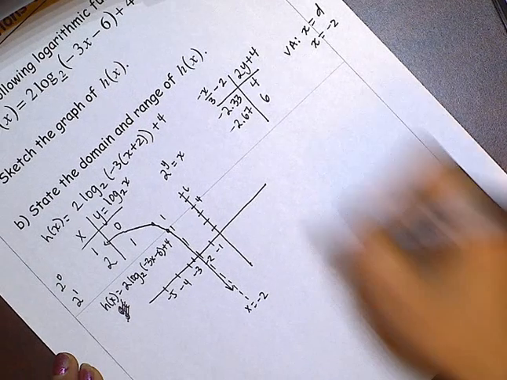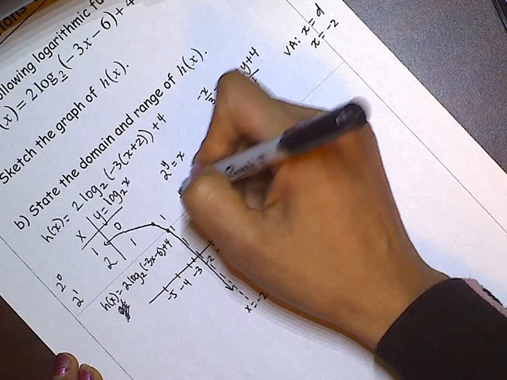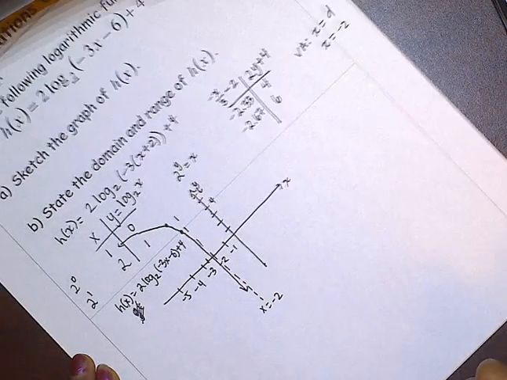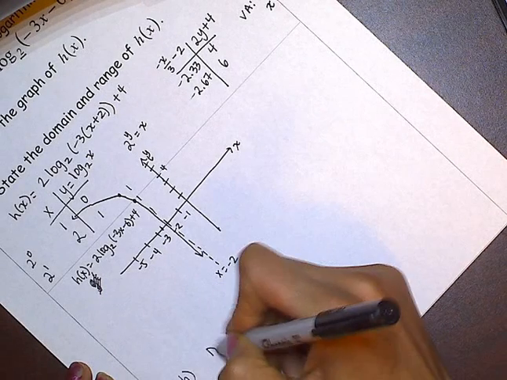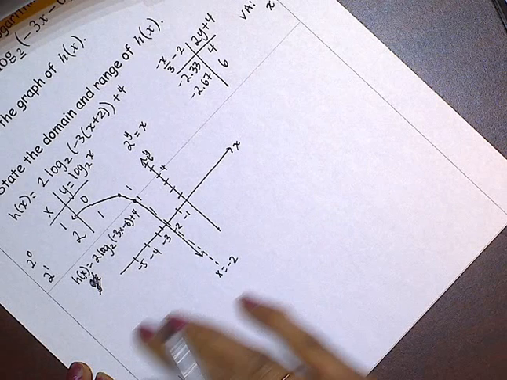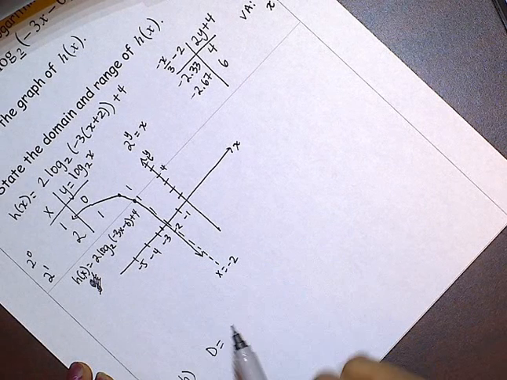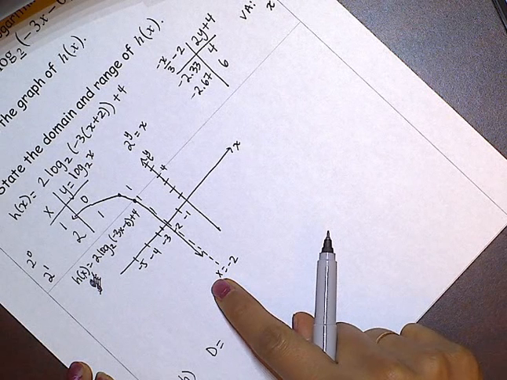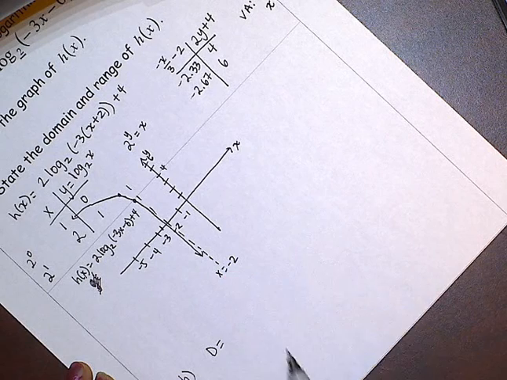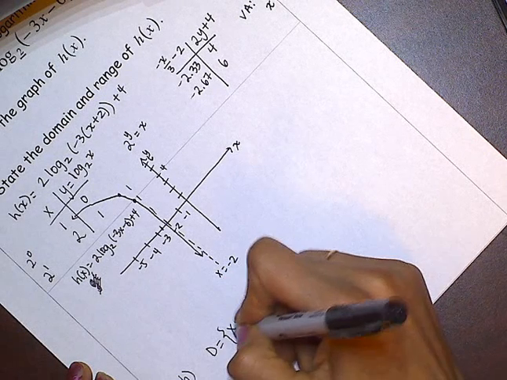And then part B says write down the domain and range. So when I'm looking at the domain, I'm looking at where this function is defined, and as you can see from the graph, the function is only defined towards the left-hand side of x equals negative 2. And it approaches negative 2, so it's not equal to that. So my domain is going to be x such that x is always less than negative 2, x is an element of all real numbers.